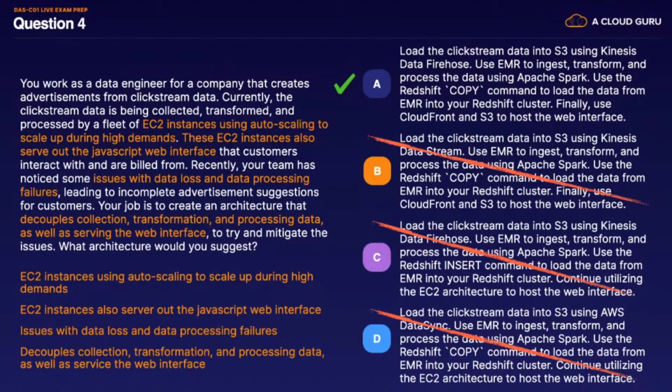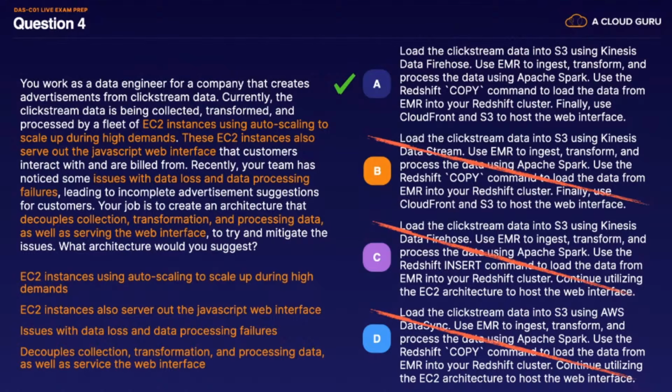So, loads the clickstream data into S3 using Kinesis Data Firehose. Use EMR to ingest, transform, and process the data using Apache Spark. So there's Spark. We're talking about clickstream data, so it's going to be in manageable chunks to load into memory. Use the Redshift copy command to load the data from EMR into your Redshift cluster. And finally, use CloudFront and S3 to host the web interface.